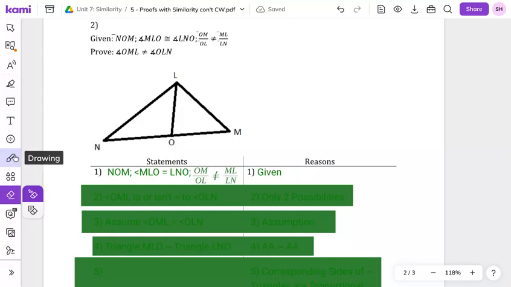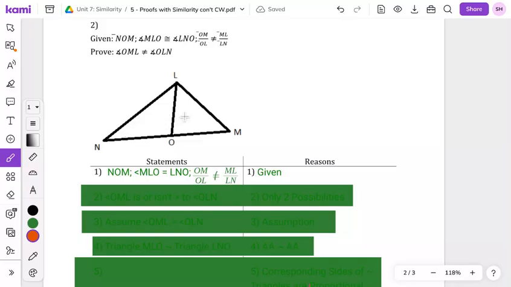Okay, which means I can go ahead and mark on here MLO congruent to LNO. So we have those congruent to each other. And now I look at the prove statement and I see OML is not equal to ONL is our goal. So I'm going to be assuming that OML is congruent so that we can do this in an indirect way. So I'm going to assume that those are that.